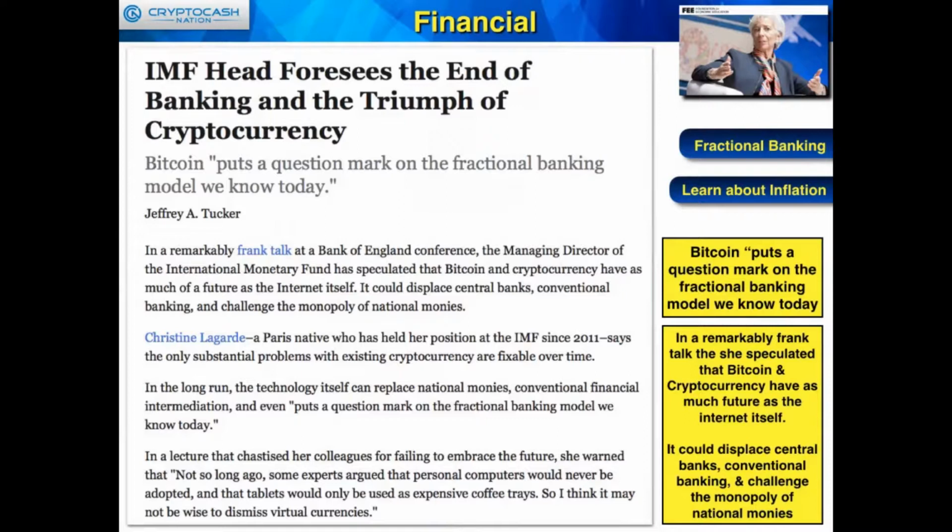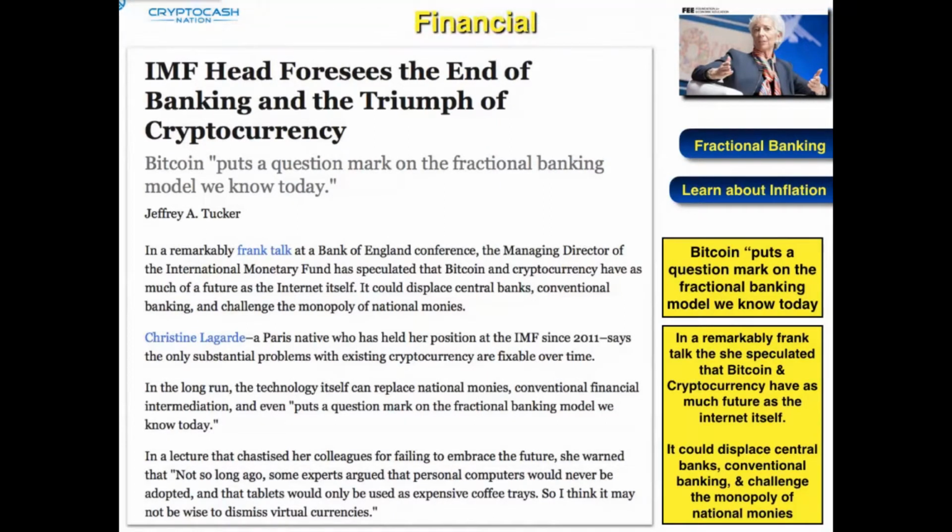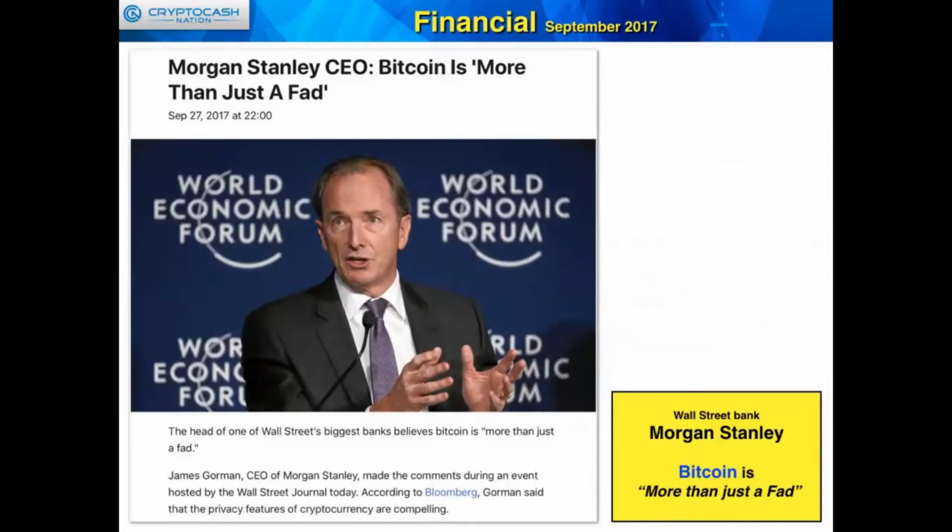It says here in a lecture, she chastised her colleagues for failing to embrace the future, and she warned that not so long ago, some experts argued that personal computers would never be adopted. Well, we all use them now, and that tablets would just be used as expensive coffee trays. Things are moving, technology speaking, much, much, much faster. So since she put the stick about there, they're all coming out of the woodwork. Morgan Stanley said, well, it's more than just a fad, really. We knew it all the time, even though we were saying that it's got no future whatsoever.